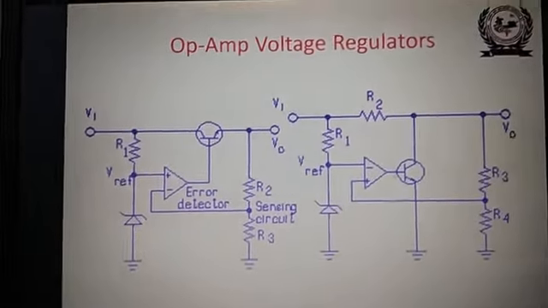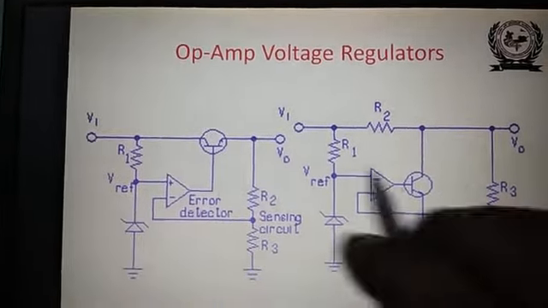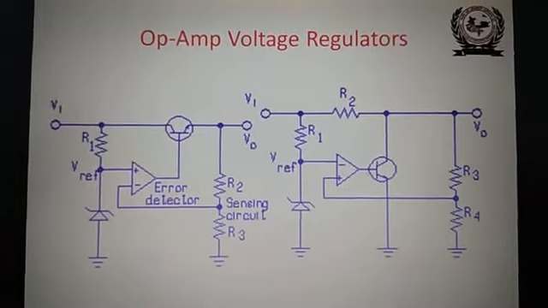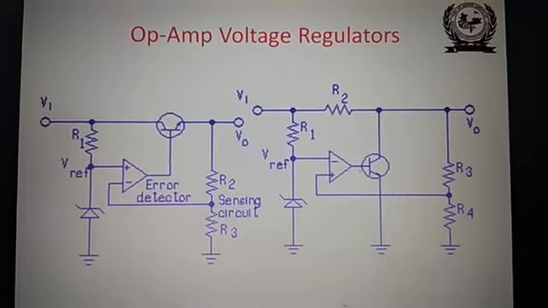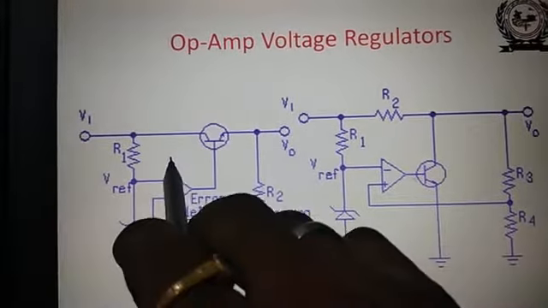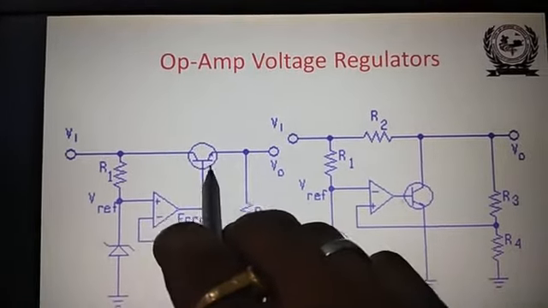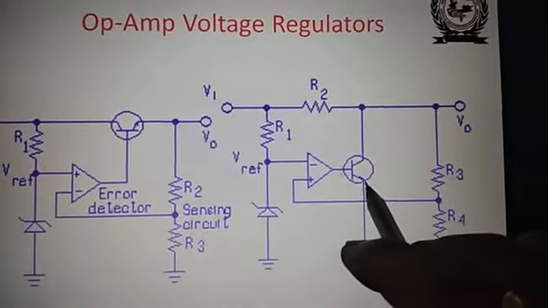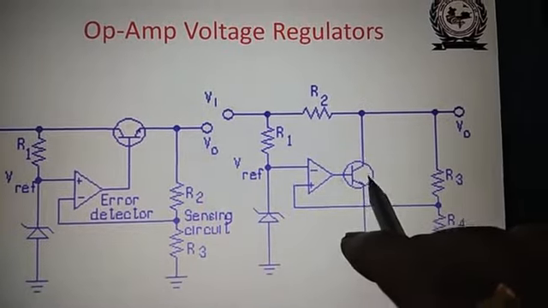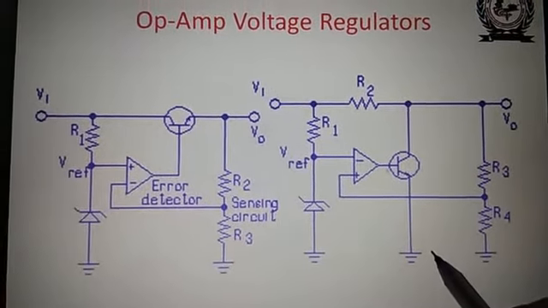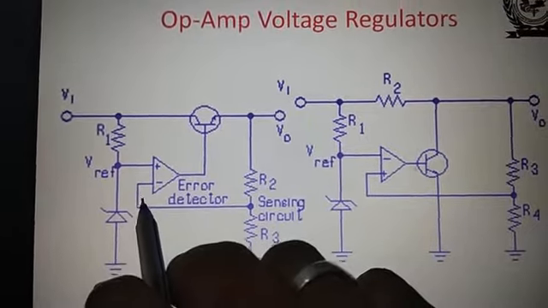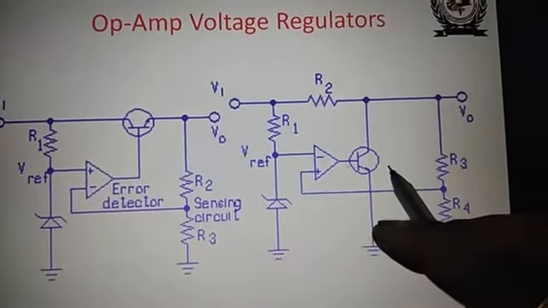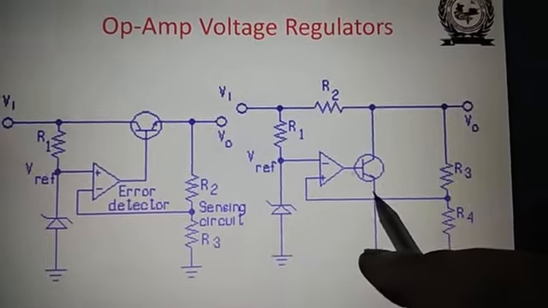Then we will go for the op-amp voltage regulator. You can see here, the operational amplifier is a linear integrated circuit by which we can also prepare the regulators. Again here, this is a series pass connection. Transistor is connected in series with the input and output, and this is a transistor connected in parallel, that is in shunt with the input and output. So this is the regulator with the op-amp when transistor is in series, and this is the regulator with the op-amp when transistor is in shunt.